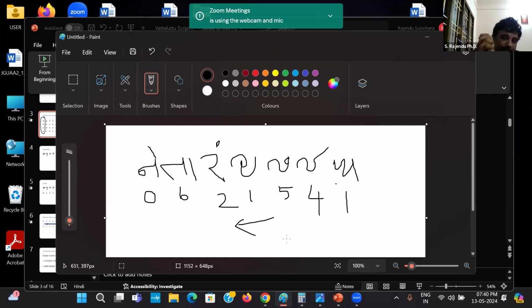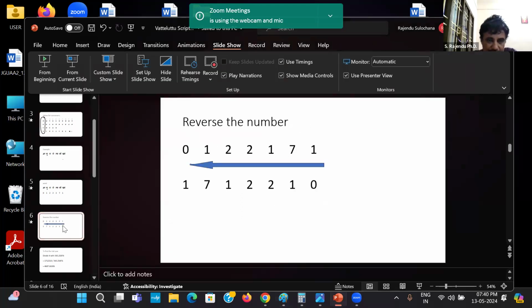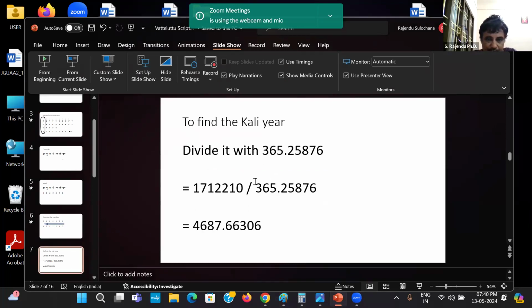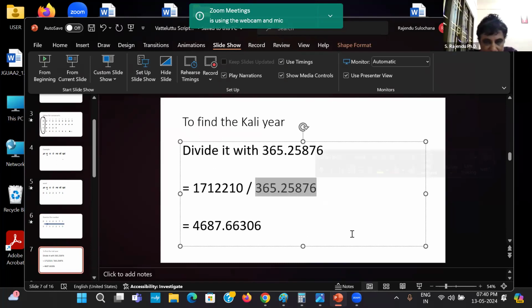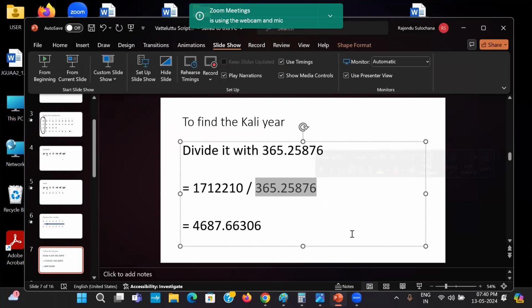What is the next step? All of you reverse the value. Then after reversing, you want to divide it by 365.25876. Sir, why is it 365.25876? It is the number of days in a year.